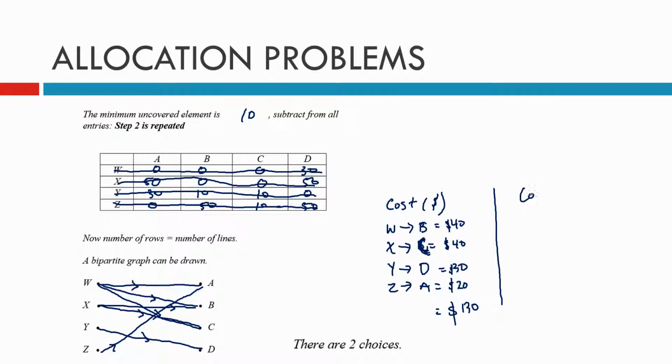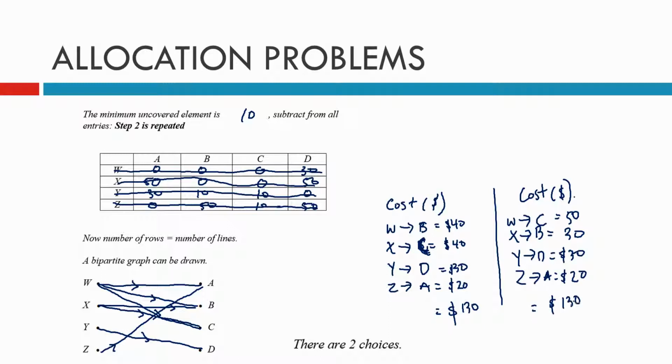The other side will do the same thing. Okay, W this time will go to C, which is 50. X to B, so we've just swapped these two around, which is 30. Y still has to go to D, there is no choice. We can see that clearly from the bipartite graph, which is 30, and Z to A, which is 20. And that still has to go to A, we've got no choice there, and that still gives us a total of 130. So it doesn't matter which way we go, we're still going to get the same total.